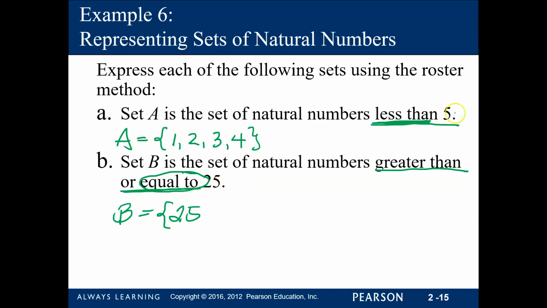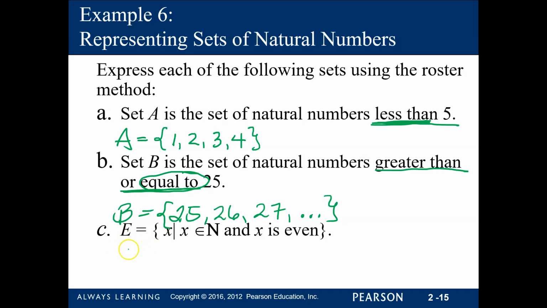Here, we do not have the equal to. That's why it is not included here. So we have 25, 26, 27, and you can already use your ellipsis because this list is not going to end. All right? So you can represent your set B just like this one.